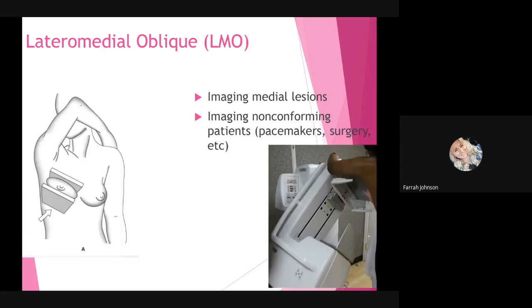Okay, that brings us to the lateral medial oblique, which is directly opposite of our MLO. Instead of projecting the breast from medial to lateral orientation, we are now orientating the breast in a lateral to medial orientation. So this is useful for imaging medial lesions and also useful for imaging non-conforming patients who may have pacemakers or any type of chest surgery.